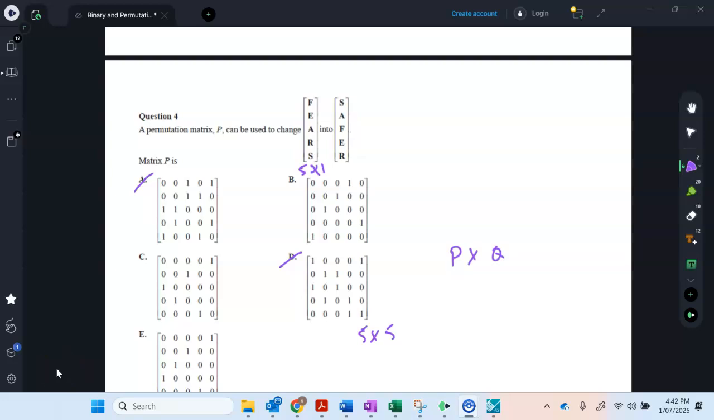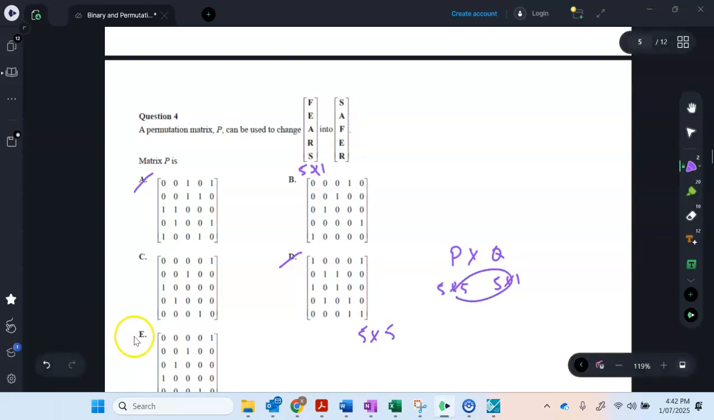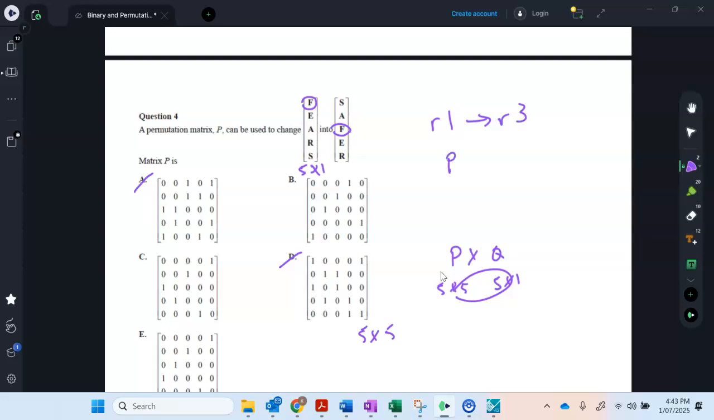Just checking your orders. P is a 5 by 5, Q is a 5 by 1. So that works because those numbers are the same. The number of columns in P is the same as the number of rows in Q. So our permutation is coming first, so that means it's a row permutation. So I'm going to look at how this F has changed. F has gone from row 1 to row 3. So in my permutation matrix, because it's a row permutation, I'm going to do 3, 1.